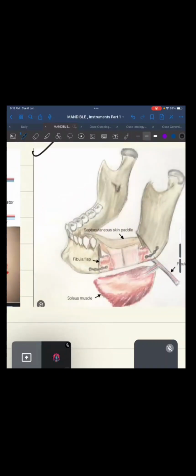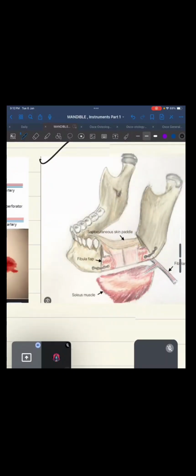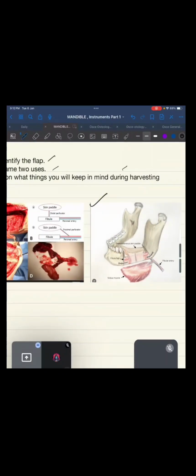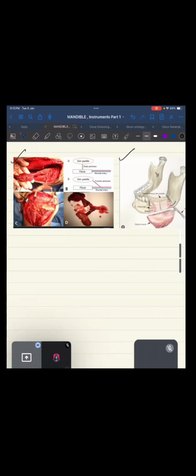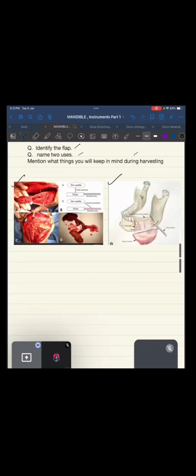In this way also they can ask you. They can even give you the image of the calf showing the fibula section also, but that becomes very easy, so that's why it's not given. The answer will be your free fibula flap.